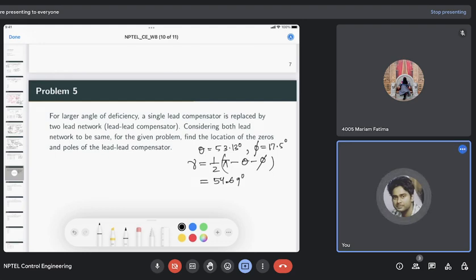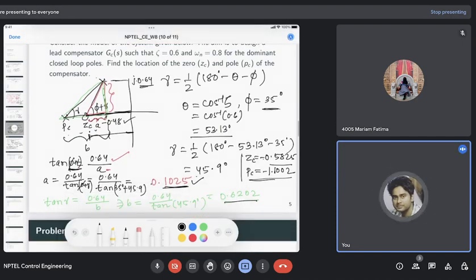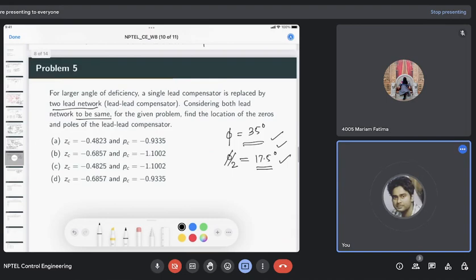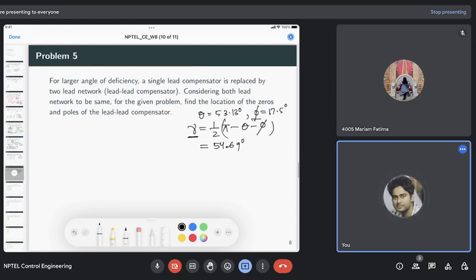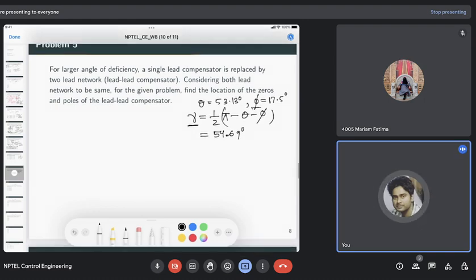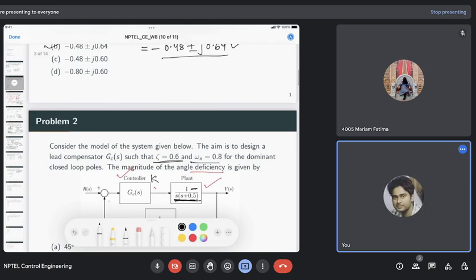As you can see, earlier when there was a single lead compensator, this gamma was found to be 45.9 degrees. Now it's 54.69 degrees. Using this, because we know gamma and phi, we can find the pole and zero location of each lead compensator. Again we can use the graphical approach. These are the dominant pole locations, which are easily found using the damping factor and the natural frequency.